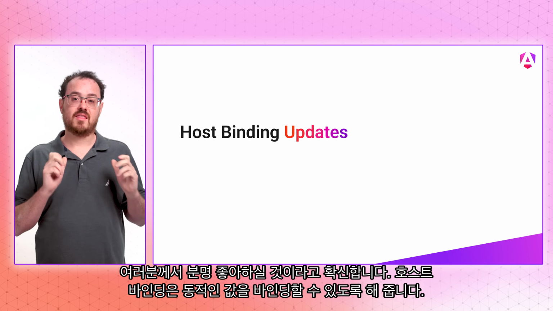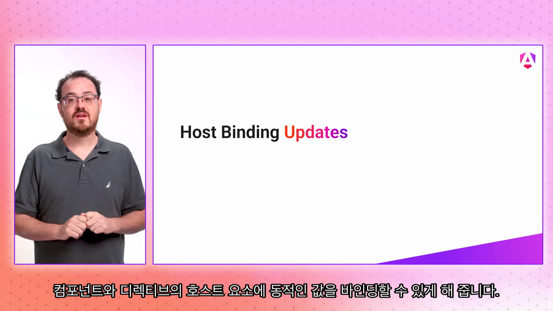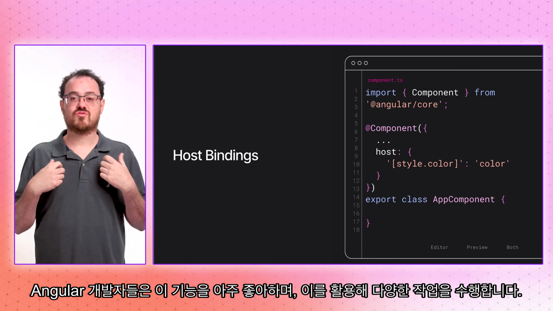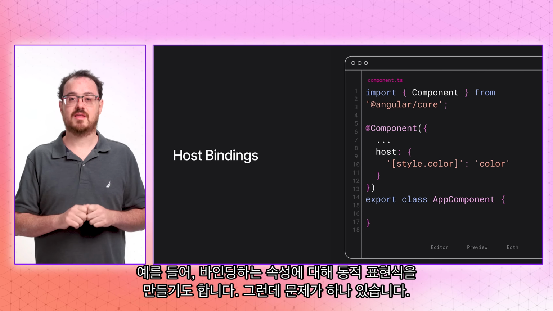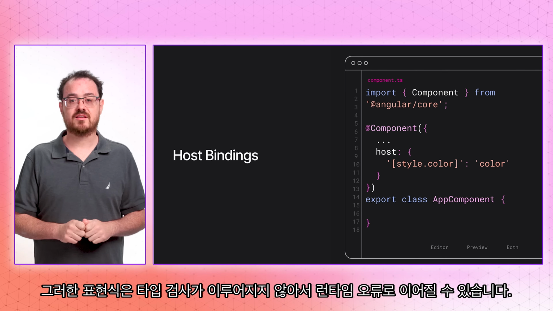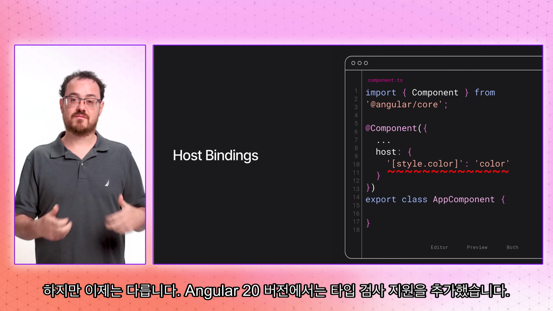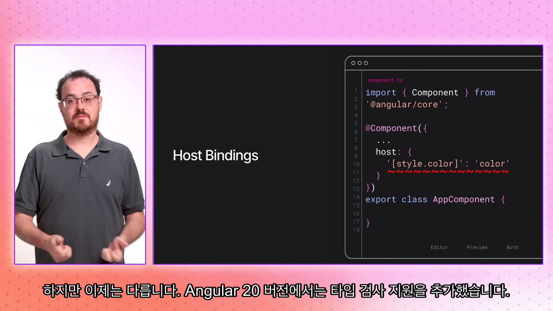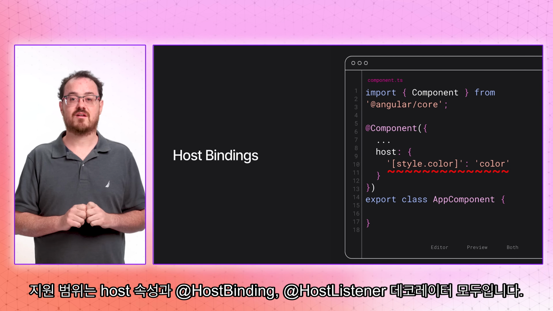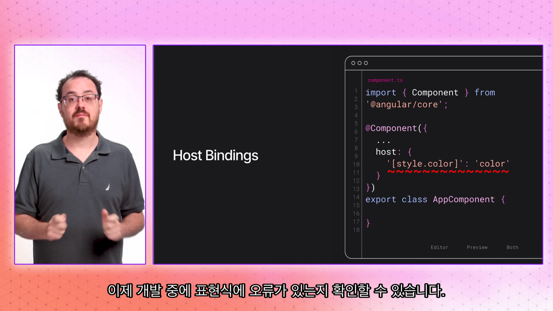Host bindings allow you to bind dynamic values to your host element in components and directives. And we know that Angular developers not only love this feature, but do things like create dynamic expressions for the properties they bind to. There's just one problem though, those expressions aren't type checked, and that can lead to runtime errors. That is, until now. In Angular version 20, we're adding type checking support for both the host property and for the host binding and host listener decorators. Now you can find out if your expressions contain errors during development.